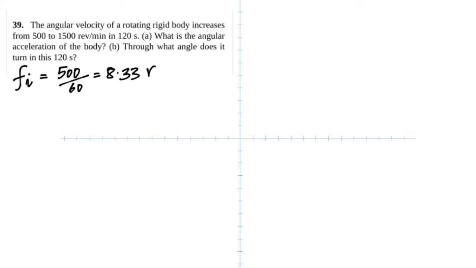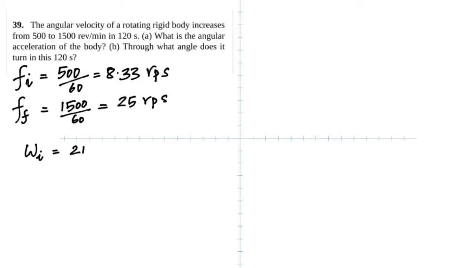Here we go, this is the initial frequency. Here is the final frequency, both in rotations per second. And if you multiply each one with 2 pi, you're going to get the angular velocity, which will be in radians per second.